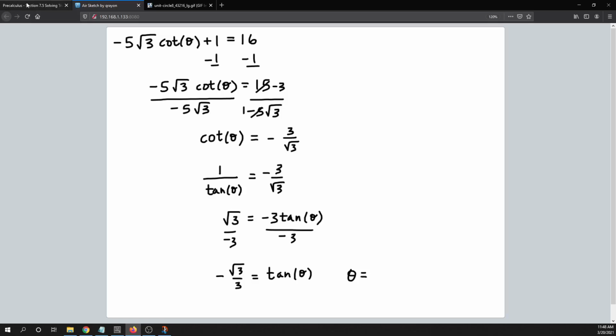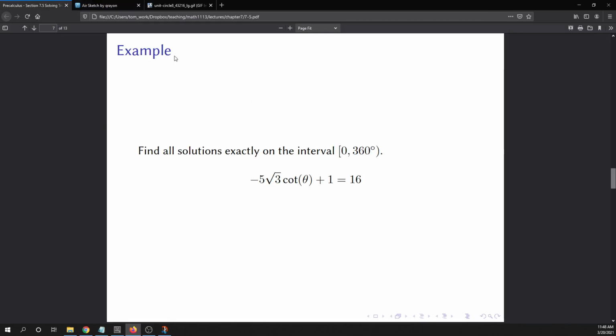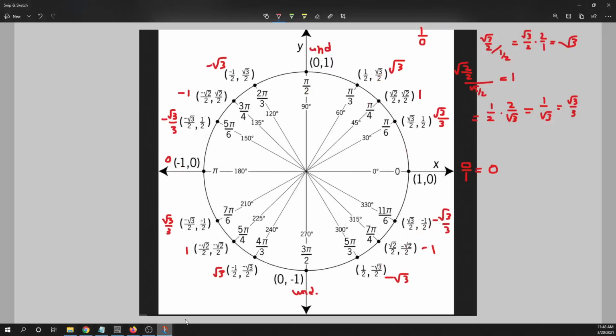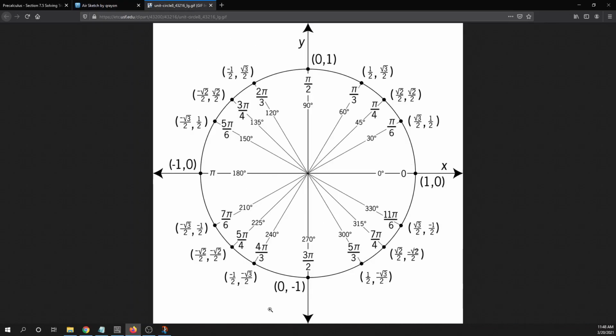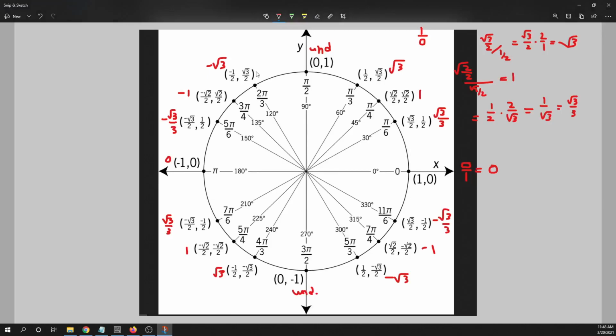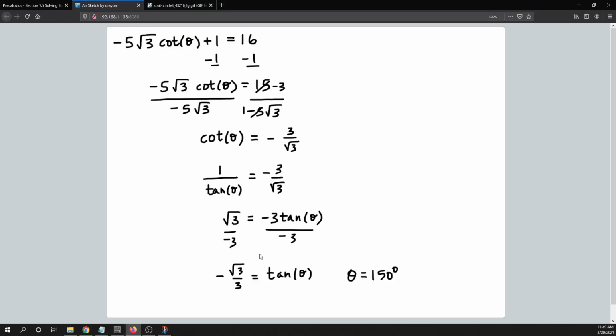Okay. So we want the answers from 0 to 360 degrees. All right, so we're going to take a walk around the unit circle, starting at 0 and going to 360 degrees. So that's one time around. We are going to be looking for places where the tangent is equal to negative square root 3 over 3. All right, so walking around, that's going to be right here, negative square root 3 over 3. They want the answer in degrees in this case, right? So theta is going to be equal to 150 degrees.